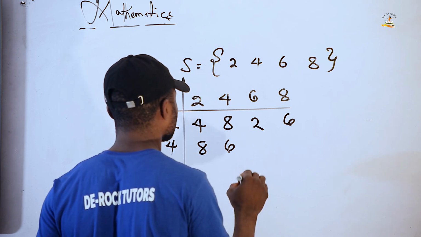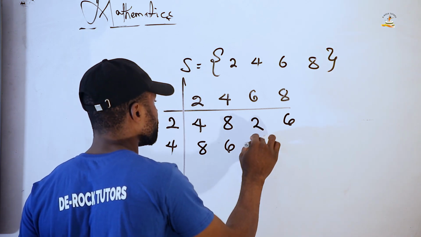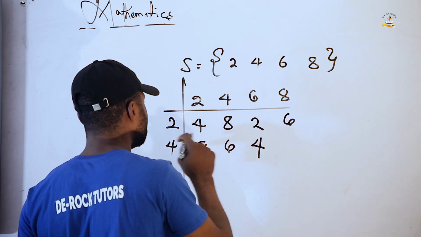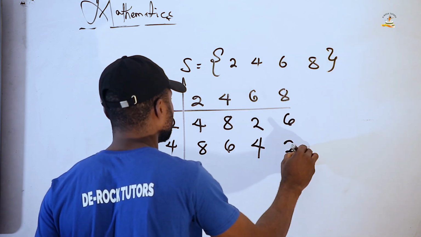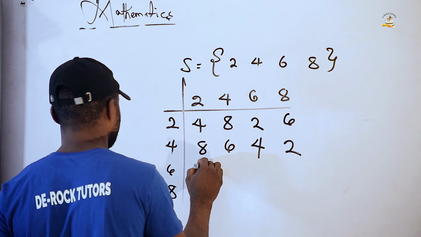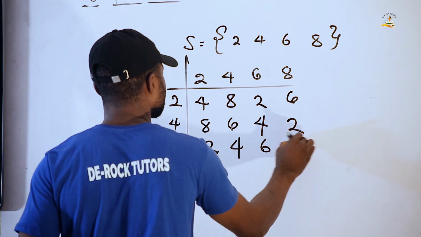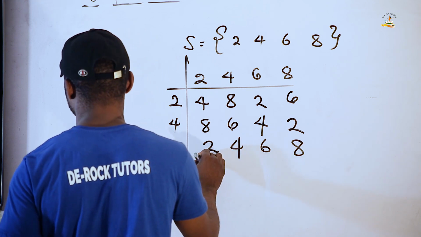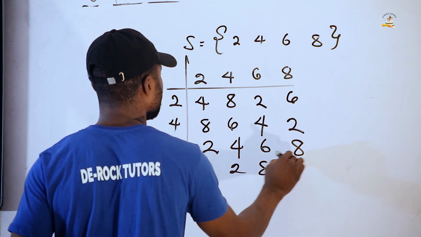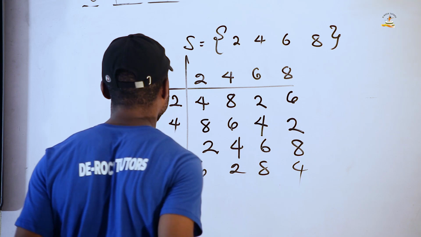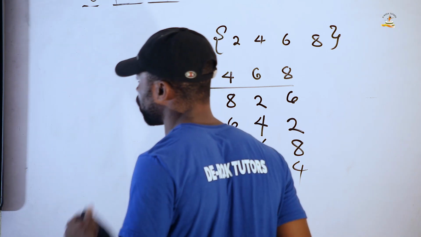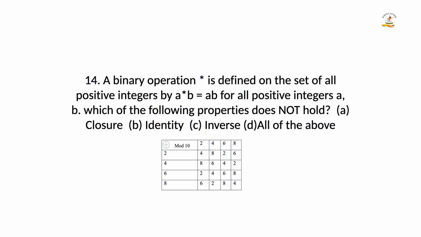Then 10 goes 2 times, the remainder is 4. Then this times this, the remainder will be 2. This one is 2, 4, 6, 8. And this one is 6, 2, 8, 4. So we want to verify which of these properties does not hold on this given operation.